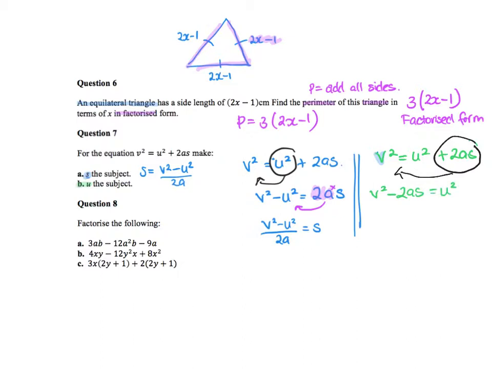Now I actually want to get rid of this squared, and so when you want to move that squared operation over, the opposite to squaring something is the square root of something. So if I do the square root of V squared minus 2AS equals, and I'm left with U, and there's your answer for B. Okay, now on to factorizing.